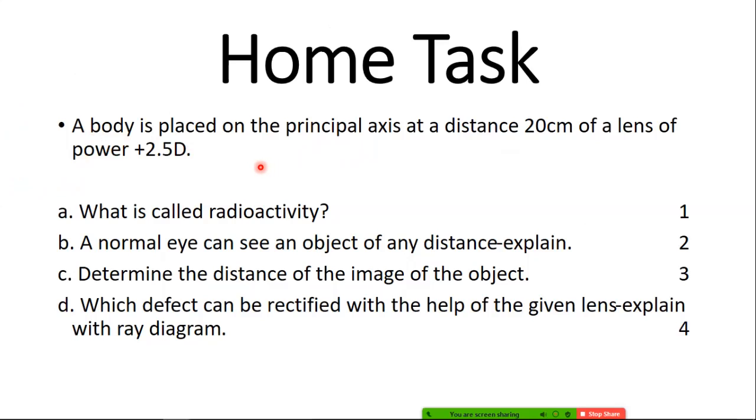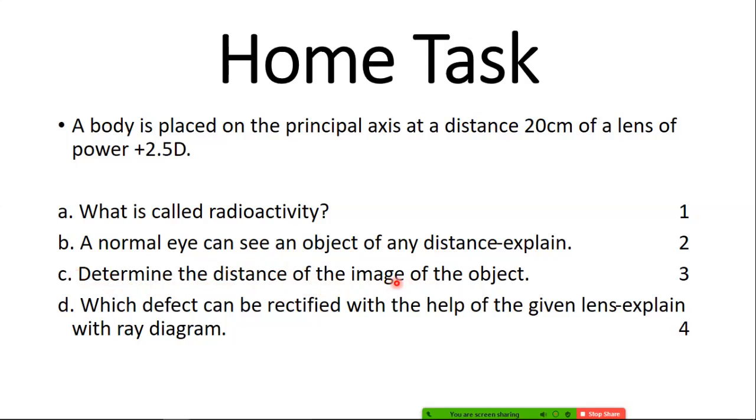Here, a body is placed on the principal axis at a distance of 20 centimeter from a lens of power 2.5 diopter. The first question is about the kind of lens, and question B is: a normal eye can see an object at any distance, explain. And question C is to determine the distance of the image of the object.